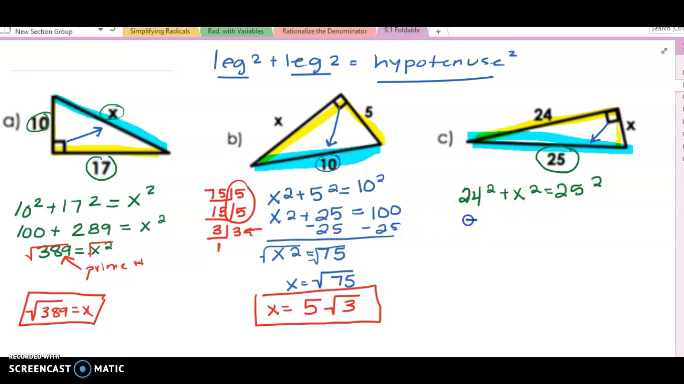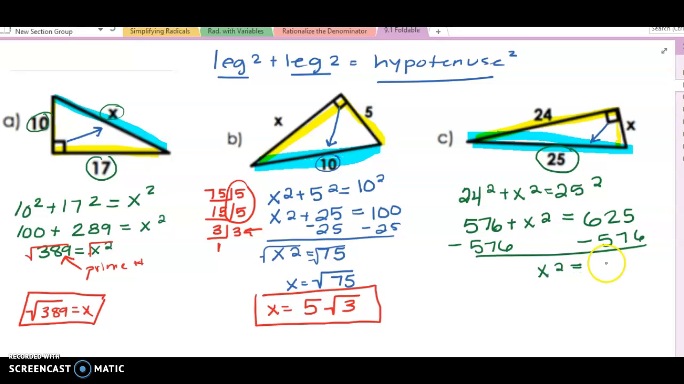Now 24 squared is 576, plus x squared equals 625. Minus 576 on both sides, so I get x squared equals 49. To undo a square, you square root it. So I get x equals, and you guys should know square root of 49 is 7. So that is my other leg.